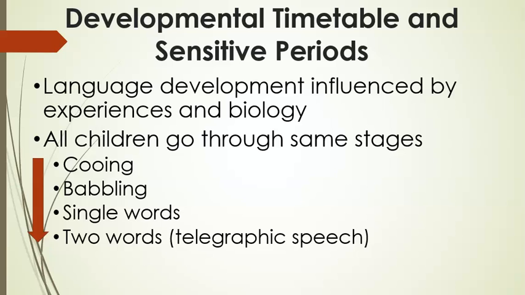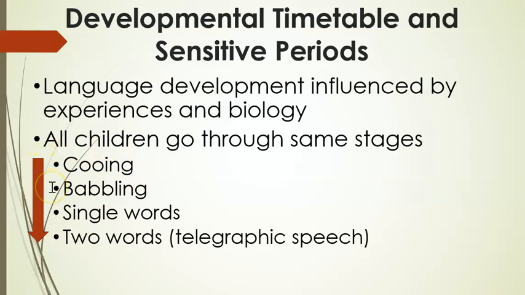Now, again, language acquisition is a process. So the development is influenced by the experiences and biology of an individual. All children will go through the same stages. It's just exactly how long these stages last that will differ for each individual depending on their experience and their biology. But the 4 stages start with cooing. This would be the youngest. You'll see this in very young babies.